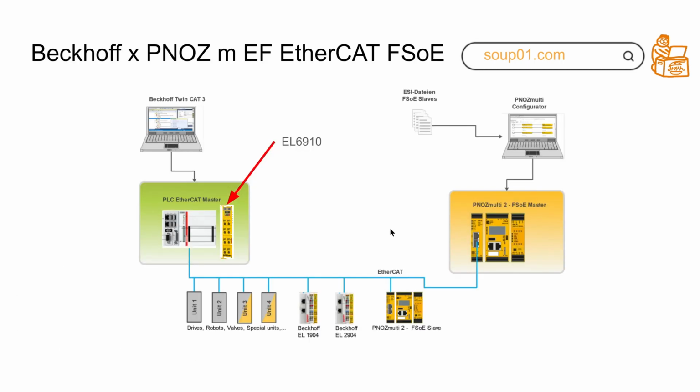So let me go through this conversion again. By using EF EtherCAT FSoE, you have two engineering tools. One allows you to configure the EtherCAT master. In this case, I'm using Beckhoff TwinCAT, but you can use CODESYS or anything you want. And you also have a tool called PNOZ multiple configurator to configure this module, the FSoE master and slave connections.